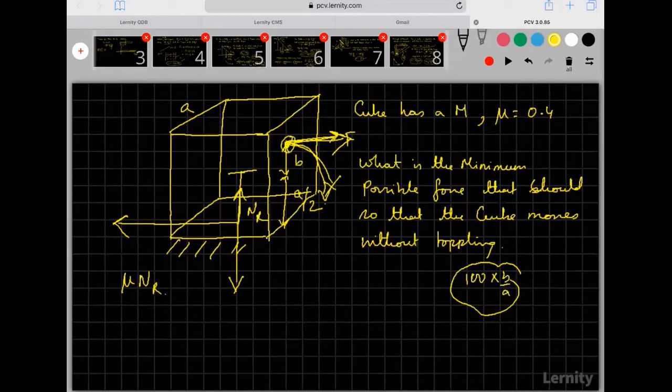So if I look at this point, what does mg do? Mg is trying to rotate it this way. What does this frictional force do? It is trying to rotate it this way. So now I can equate both of these. I can say that mu into NR, the frictional force, into this distance, a by 2 plus b, must be equal to mg into a by 2. So from this I can get the value for b.